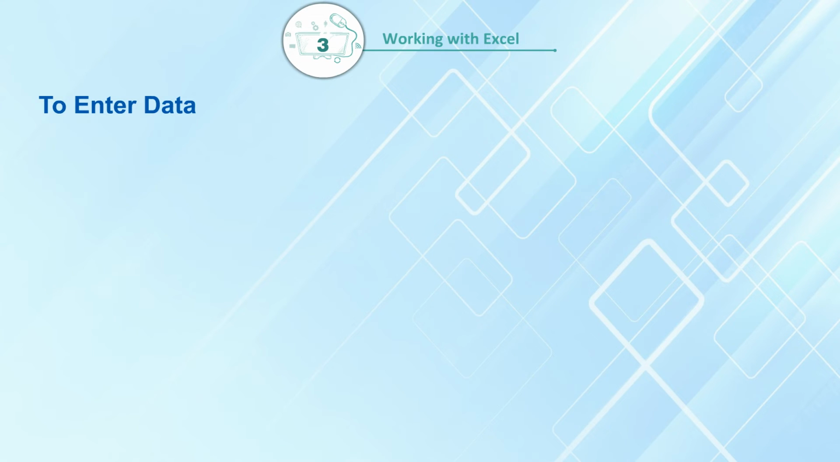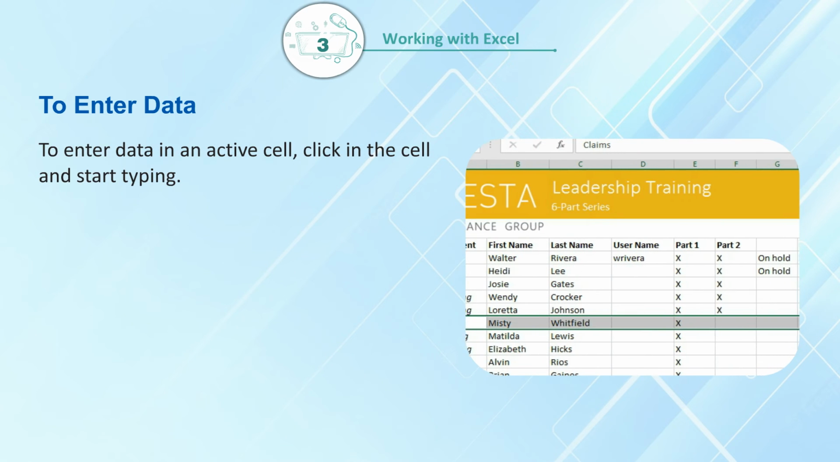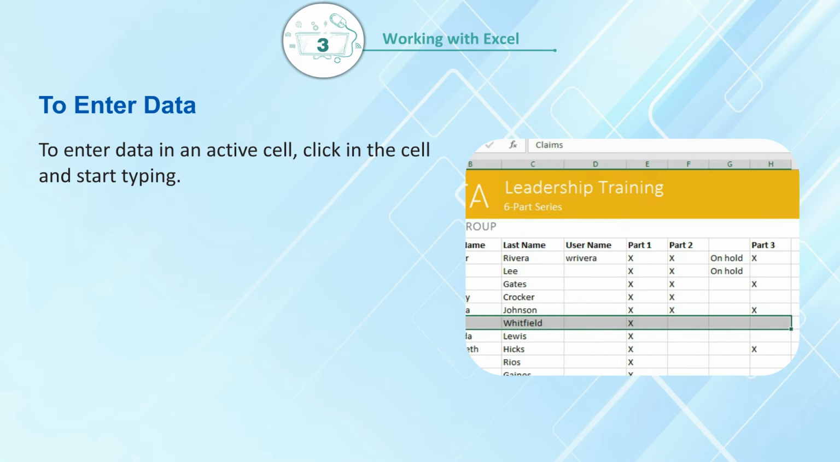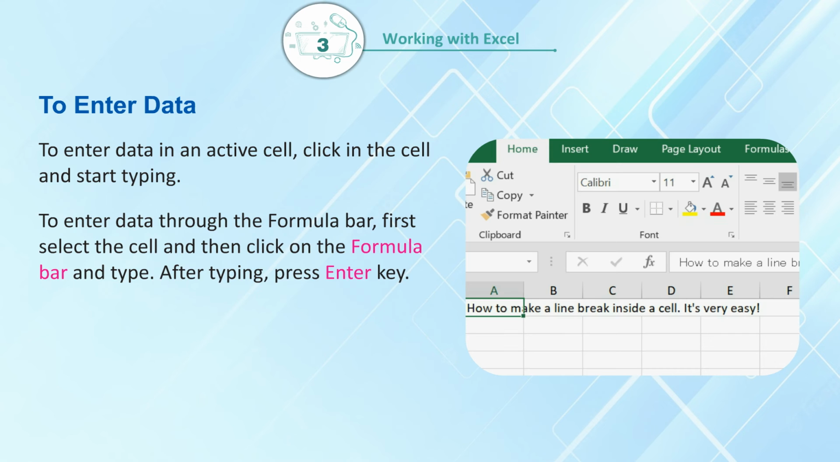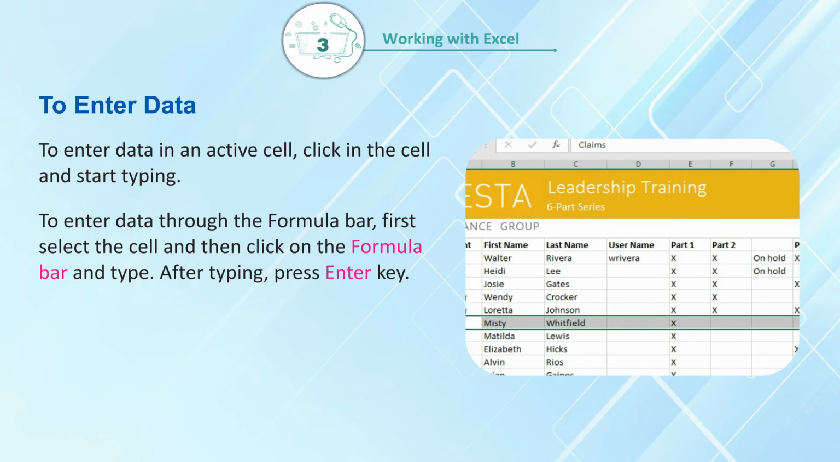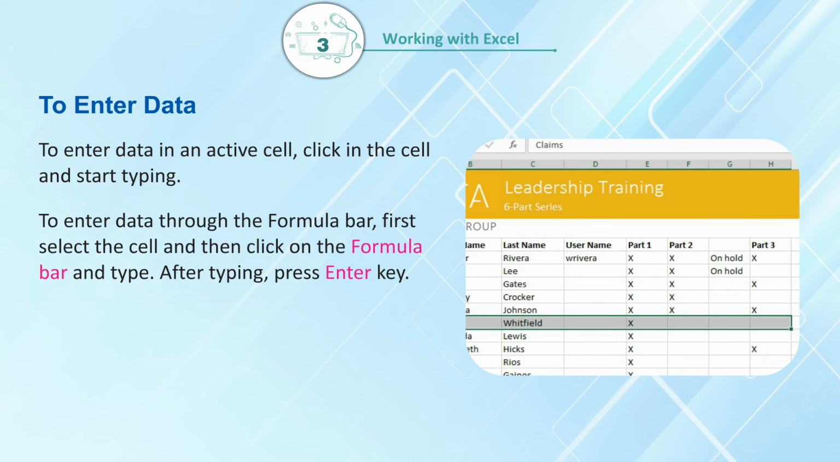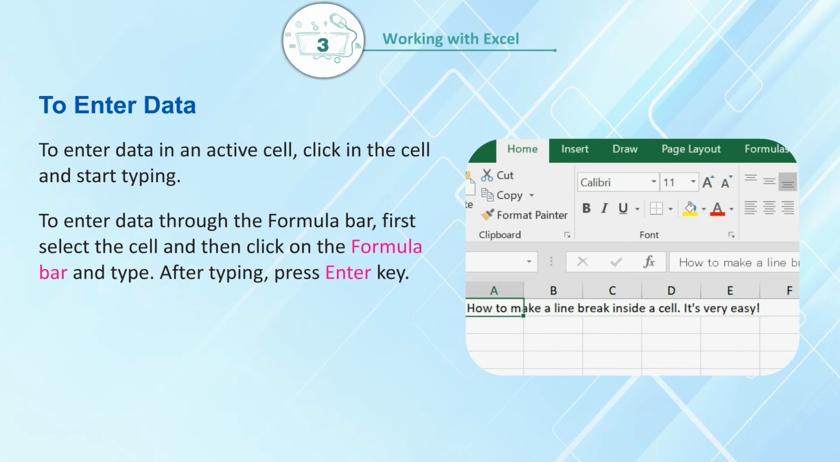To enter data in an active cell, click in the cell and start typing. To enter data through the formula bar, first select the cell and then click on the formula bar and type. After typing, press the Enter key.